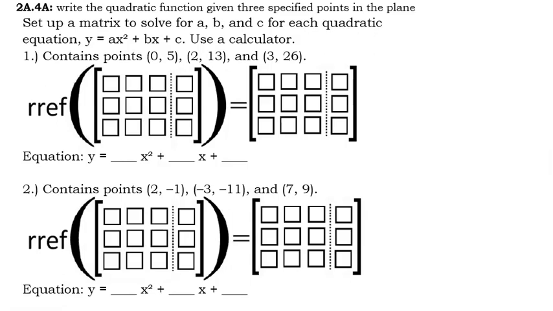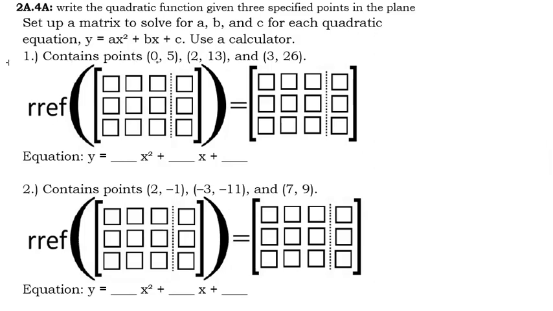In this video, we'll be talking about the Algebra 2 topic 4a. Write the quadratic function given 3 specified points in the plane. Set up a matrix to solve for a, b, and c for each quadratic equation, y equals ax squared plus bx plus c. Use a calculator.